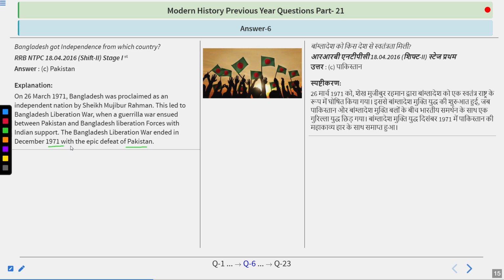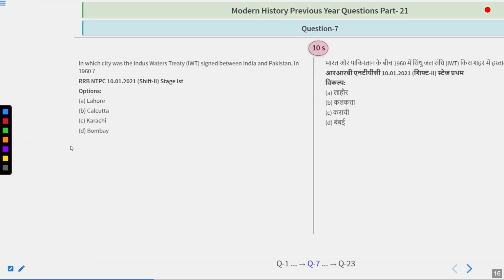And finally, in December 1971, the war happened. And in that particular war, India defeated the Pakistani armed forces with the help of Mukti Bahini, a force created by the people of East Pakistan. And that is how Bangladesh got independence from Pakistan. So that is a brief of the story that happened in 1971.